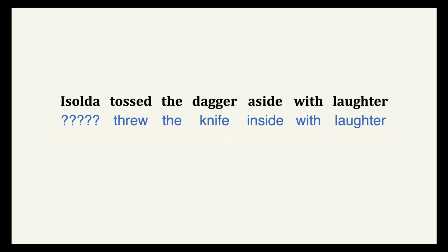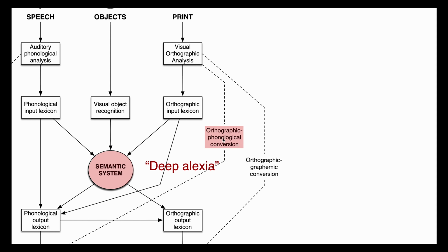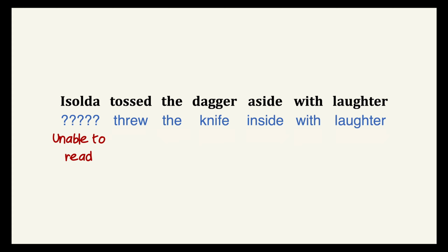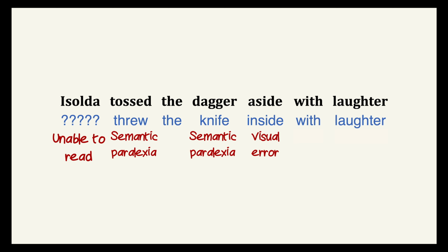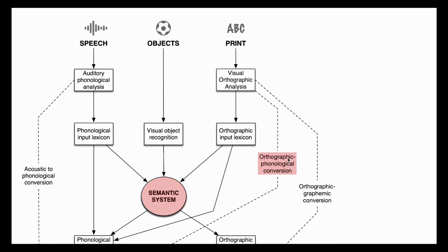For example, they might read this sentence like this. So the first word you would assume is not a recognized word. Because their ability to sound out letters for new words is impaired, they can't read that one. They might say through instead of tossed because it's a semantic error. The knife, another semantic error. Aside, they might mistake as inside, that's a visual error. In particular, it seems like symptoms can vary by just being a purely semantic impairment to also access to and access from the semantic system when reading aloud.